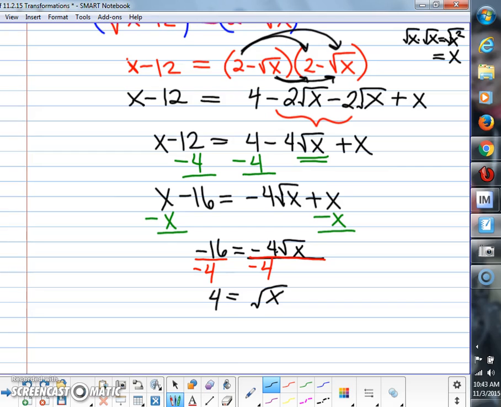Good. So now the last step is we have to get rid of the square roots. So I'm going to square both sides. What's 4 squared? 16 is equal to x. The square root of 4 is 2. Okay, and 4 squared is 16. So this is my answer. This is my solution. We need to check that this is actually a solution.